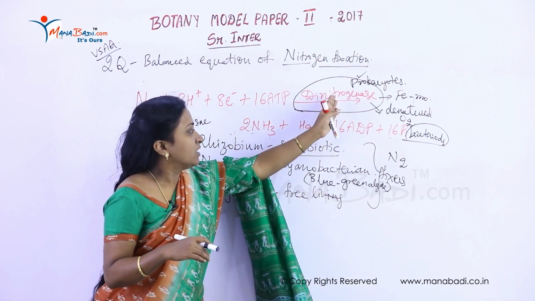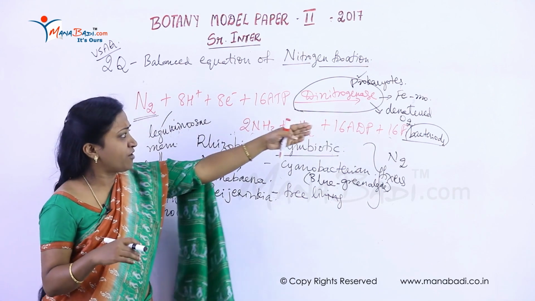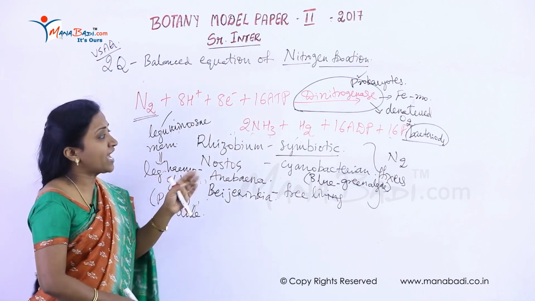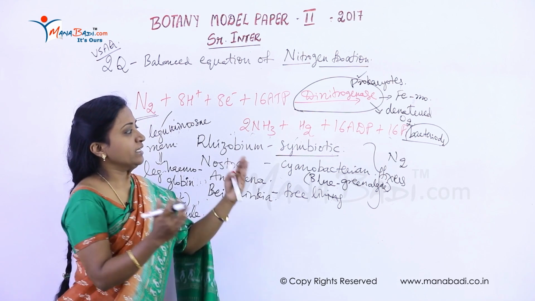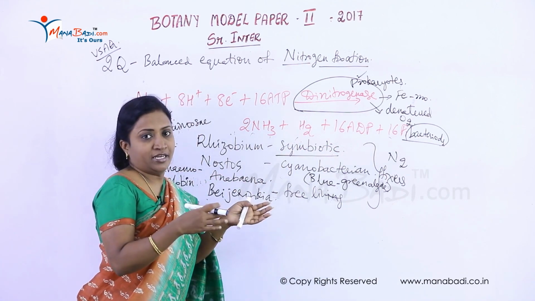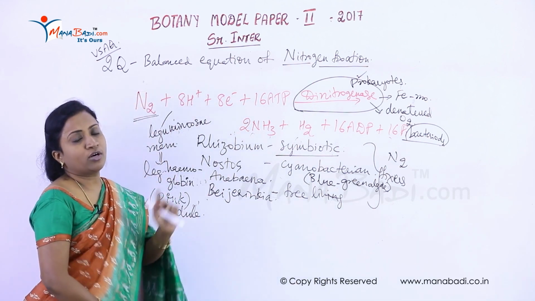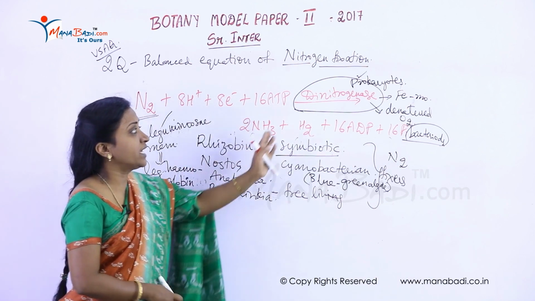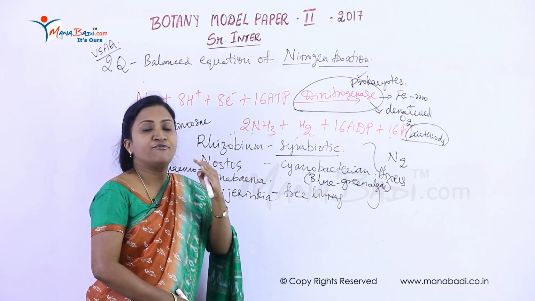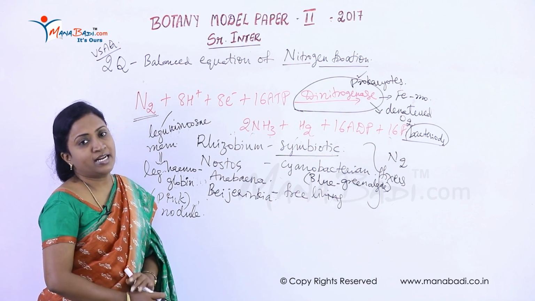So the dinitrogenase enzyme is prevented from getting denatured by oxygen, as leghemoglobin helps in transporting moderate levels of oxygen to the bacteroids for the process of respiration. That's what actually takes place, and that's how the dinitrogenase enzyme is prevented from getting denatured by oxygen.